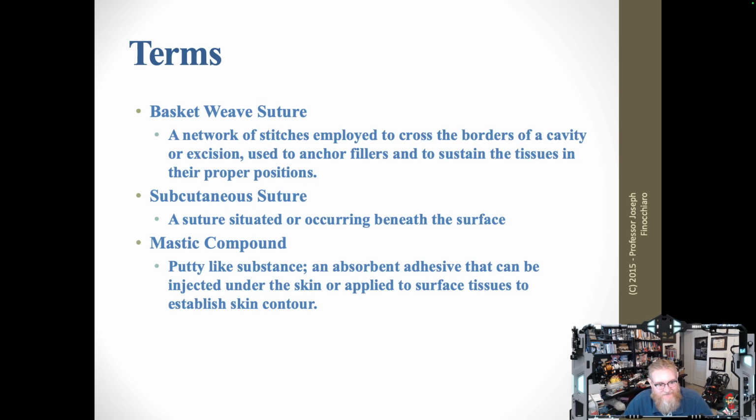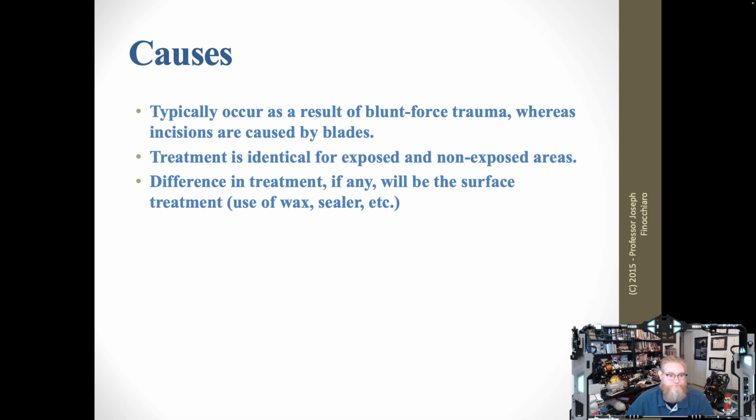Basket weave suture is a network of stitches employed to cross the borders of a cavity or excision, used to anchor fillers and to sustain the tissues in their proper positions. A subcutaneous suture is a suture situated or occurring beneath the surface. And mastic compound is a putty-like substance, an absorbent adhesive that can be injected under the skin or applied to surface tissues to establish skin contour.